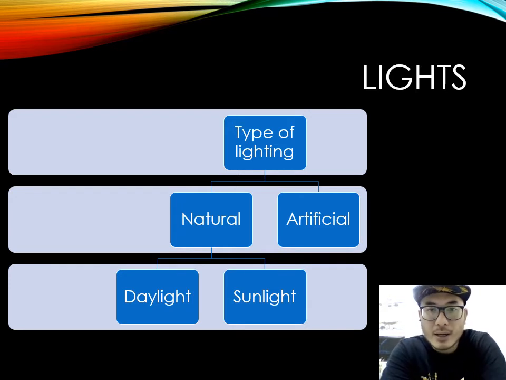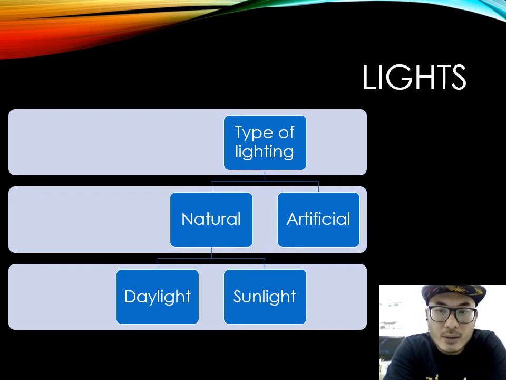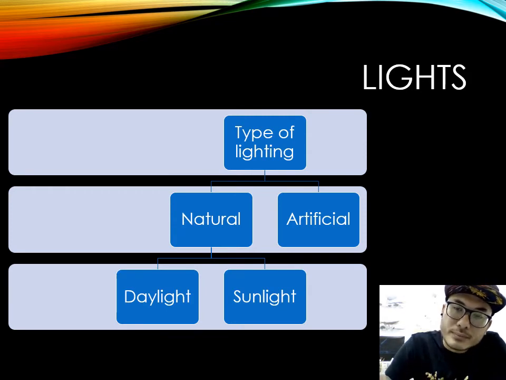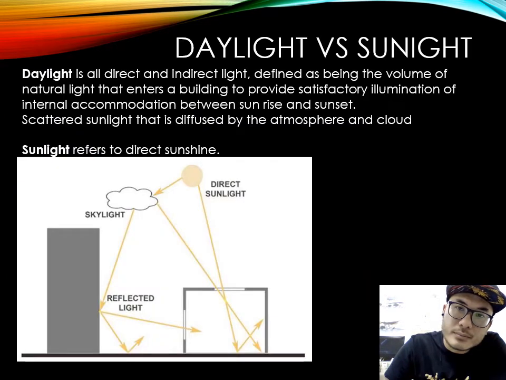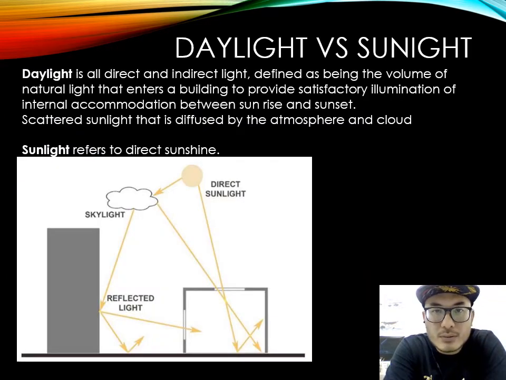There are two types of light that we already know, which is natural and artificial. Under natural light, we have two types of light, which is called daylight and sunlight. There are a lot of differences between daylight and sunlight, although these two are coming from the same source, which is the sun.